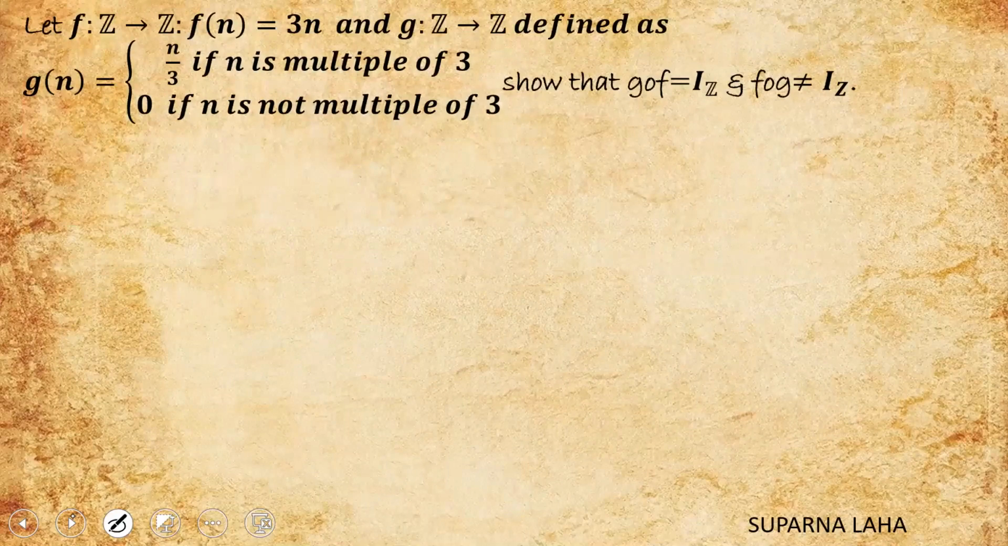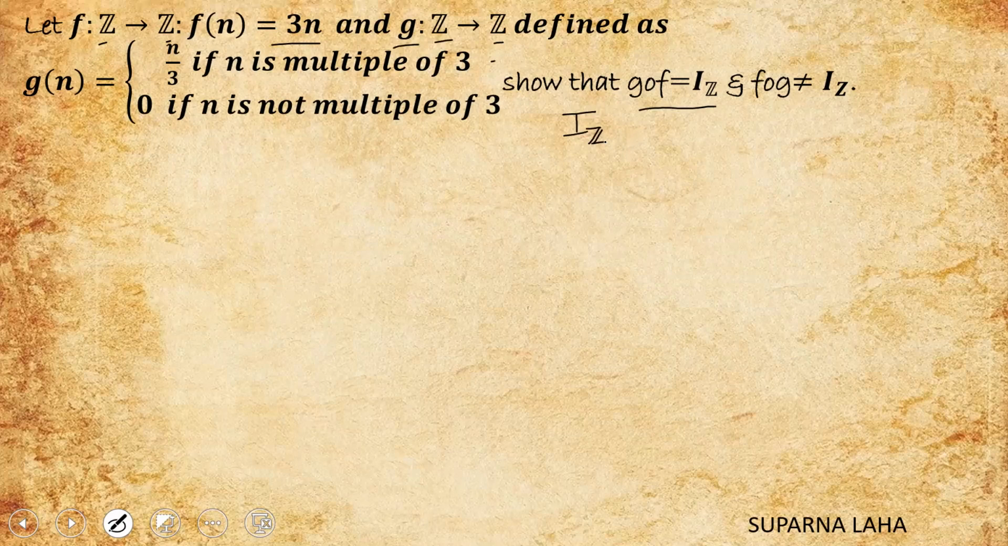Here is your next problem. A function f is given, f(n) is equal to 3n, from Z to Z, that means integer to integer. g is from integer to integer, and g of n is defined like this: if n is a multiple of 3, then it will be n by 3, otherwise it will be 0. Now you need to show that gof is I_Z. What is I_Z? I means identity function and Z means it is defined on the set of integers. In this manner, we will write this identity function.